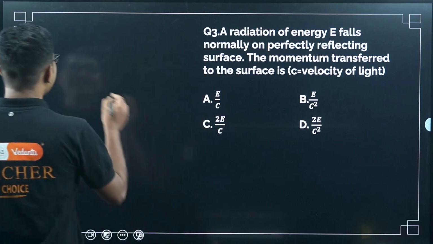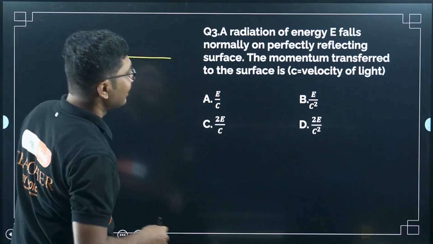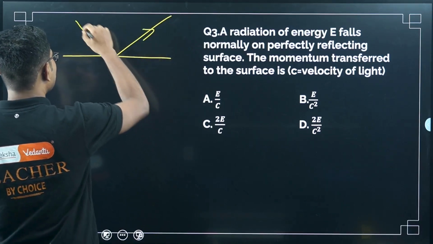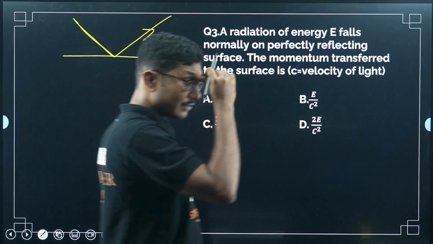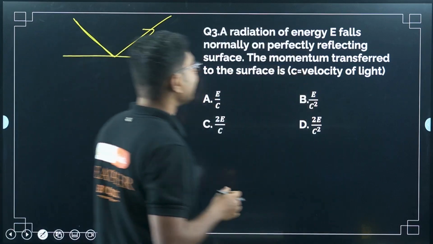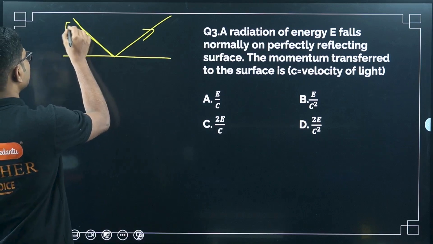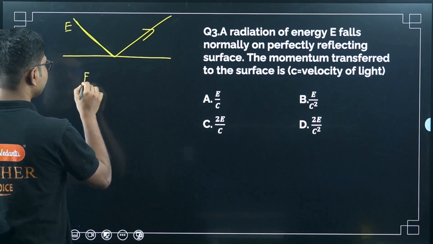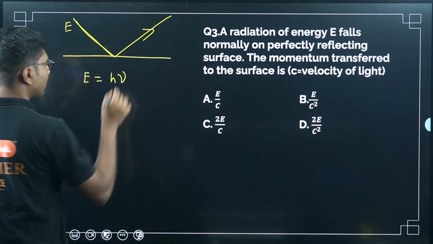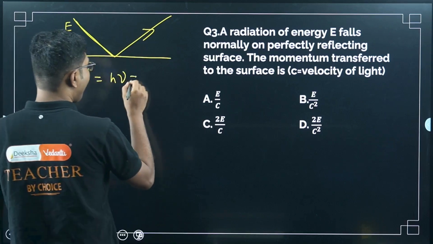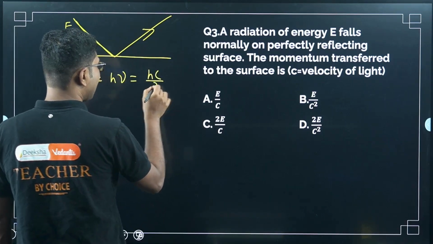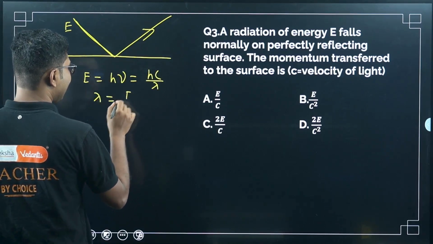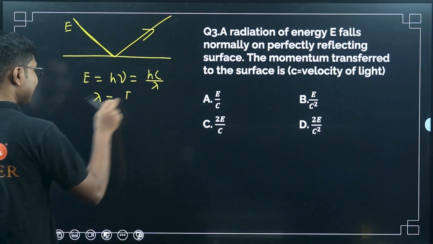So what is the thing? You have a perfectly reflecting surface. Light comes and light goes. Okay, so first of all you have to calculate the energy of that. Energy is given as E. Okay, now we know that E is h nu. Again we can write this as hc by lambda. So what is the wavelength? Wavelength is hc by E, right? So wavelength is hc by E.